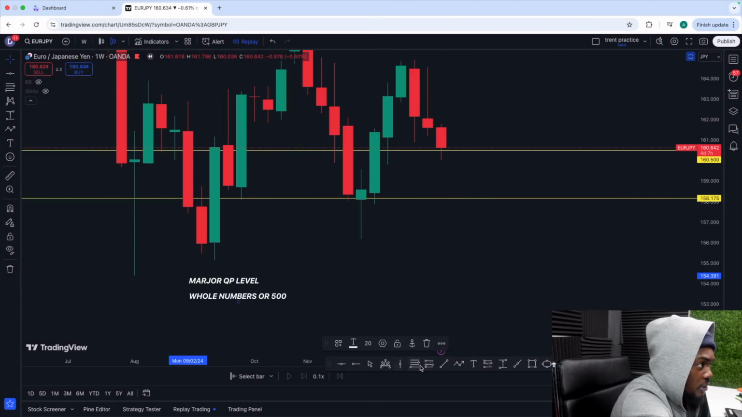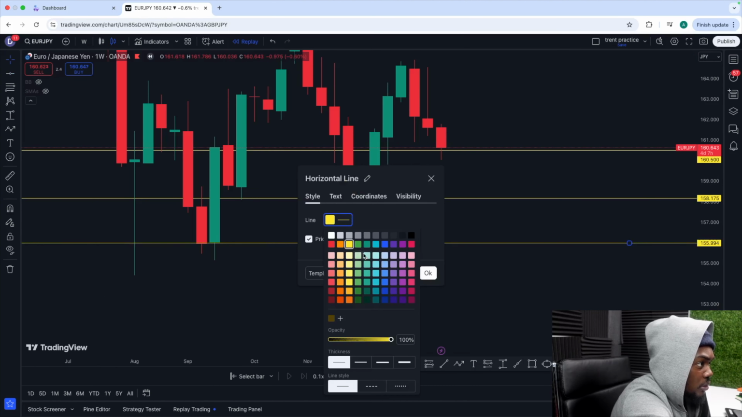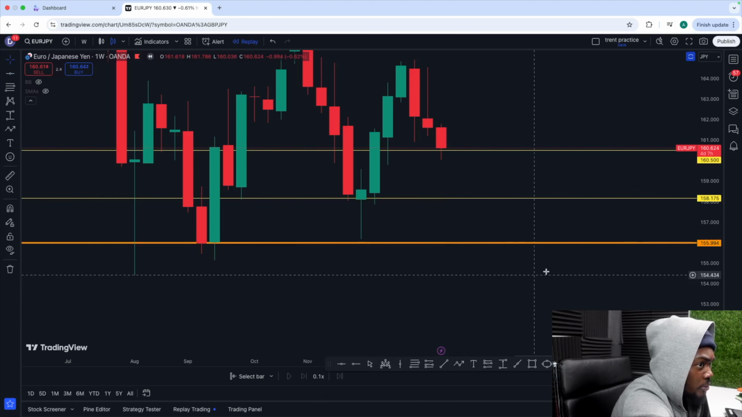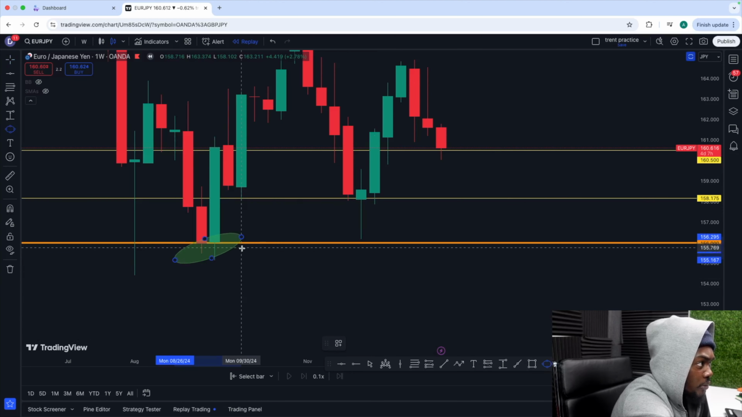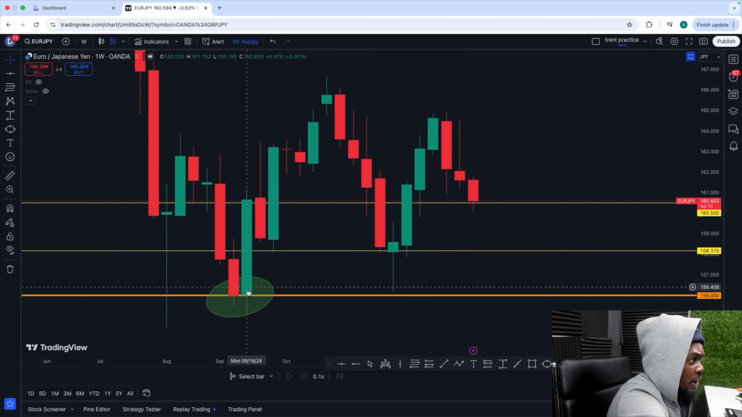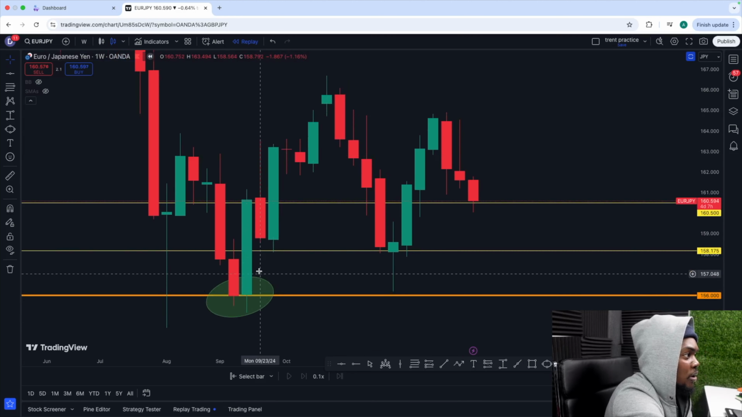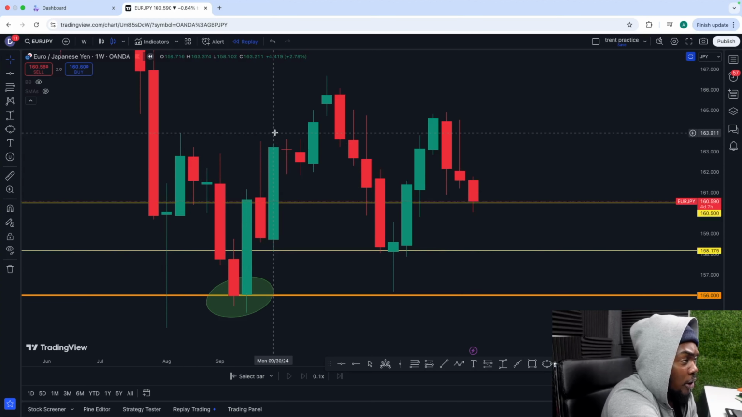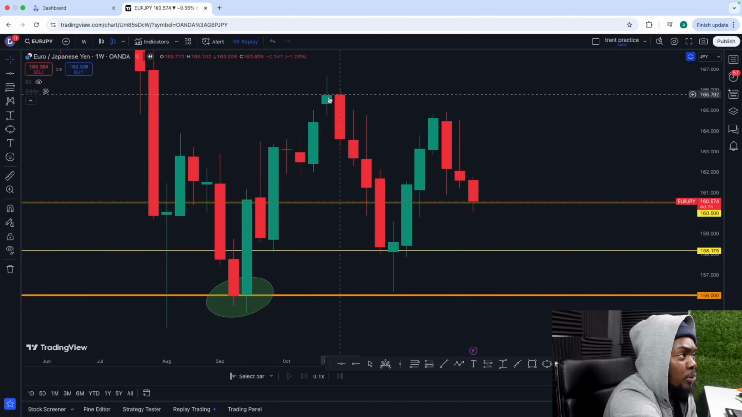So let's delete this, and let's just change this to a different color, like orange. Let's make it big. And we can already see that this area here, this looks like 156 even. Right here, 156 even is where we had this big reaction, right? You see this big candle came right off of 156 even and pushed straight up. So like I said, this is just a clear example of the institutions, banks, entering at these QP levels and then catching, you know, the majority of the move.